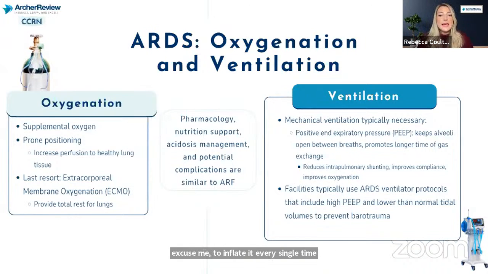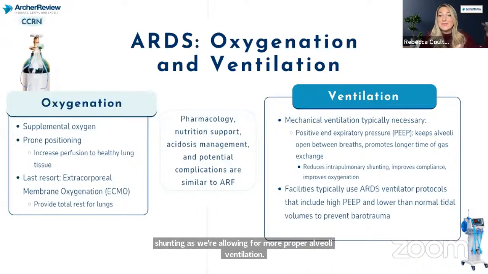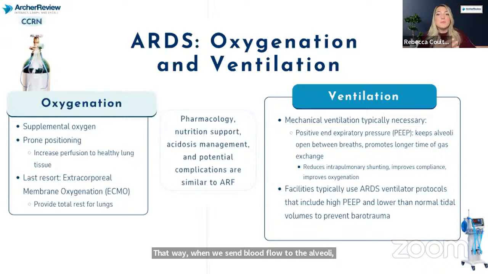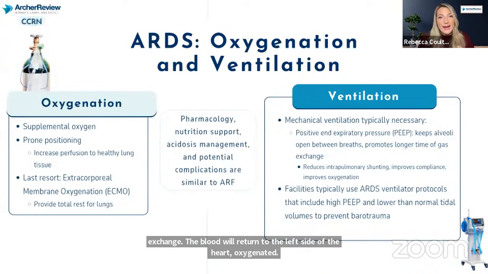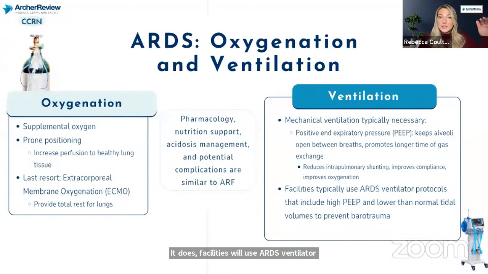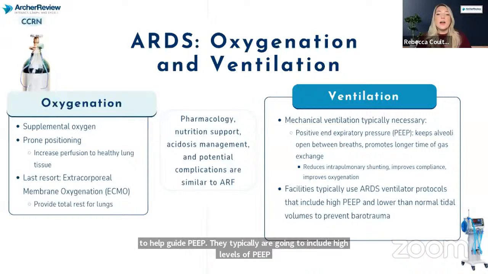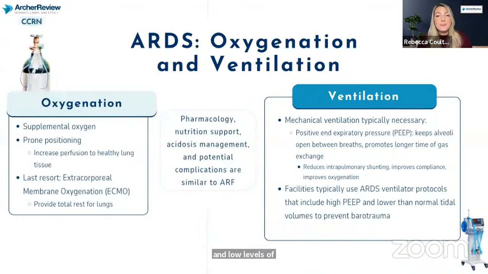It's pretty helpful. This can reduce intrapulmonary shunting as we're allowing for more proper alveoli ventilation. That way, when we send blood flow to the alveoli, it's ventilated and it's going to participate in gas exchange. The blood will return to the left side of the heart oxygenated. Facilities will use ARDS ventilator protocols to help guide PEEP. They typically are going to include high levels of PEEP and low tidal volumes to prevent barotrauma. We don't want to have a ton of pressure in the lungs and then send in a huge tidal volume because we can actually then collapse alveoli due to too much pressure, causing damage to those alveoli.